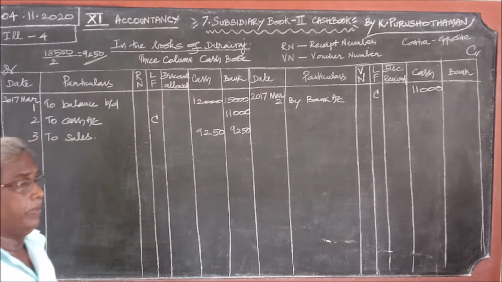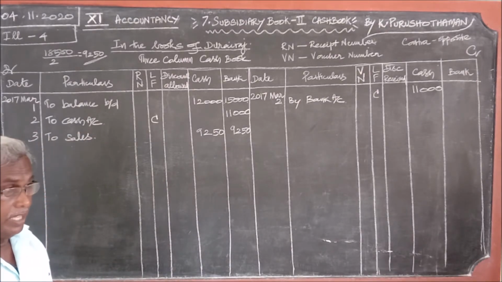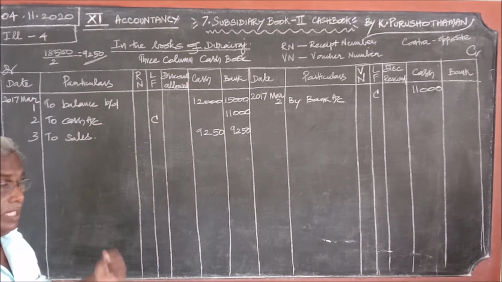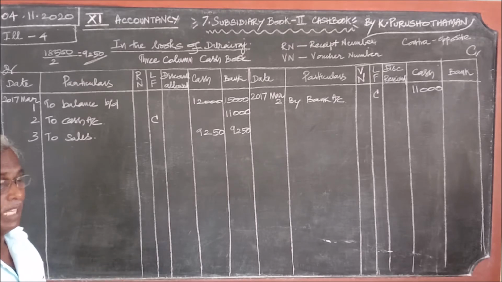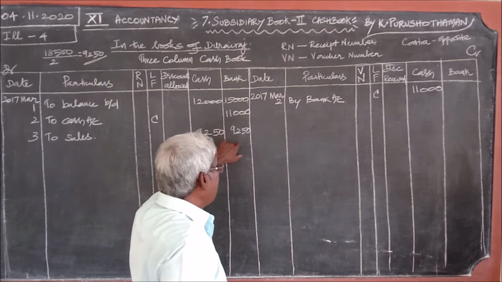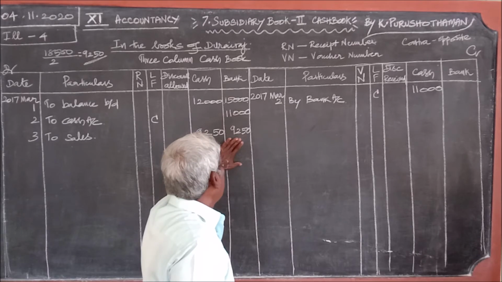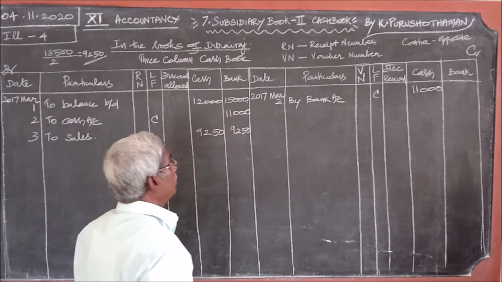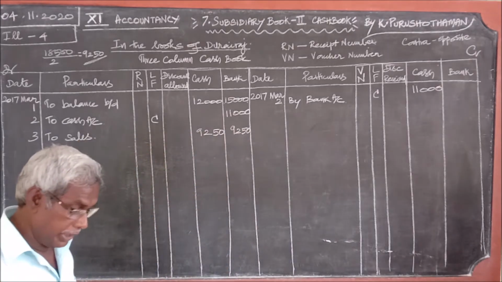That is the rule. But what happens if the same check is deposited immediately into the bank? So the amount comes into the bank account, therefore we should write in the bank column. I hope you have understood. Okay, then the fourth one.